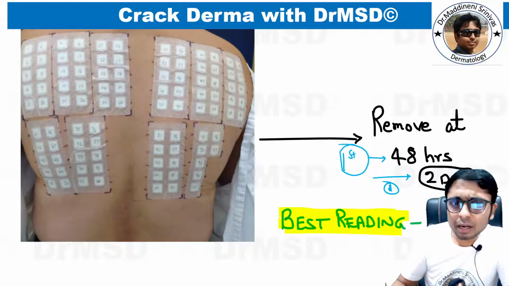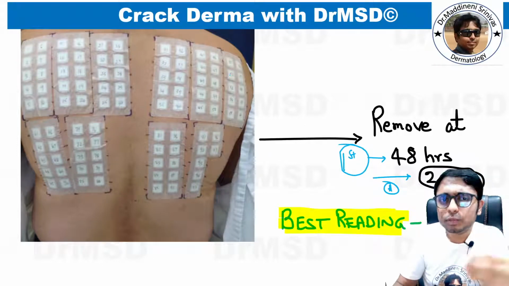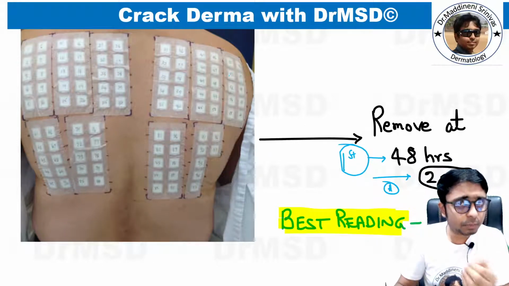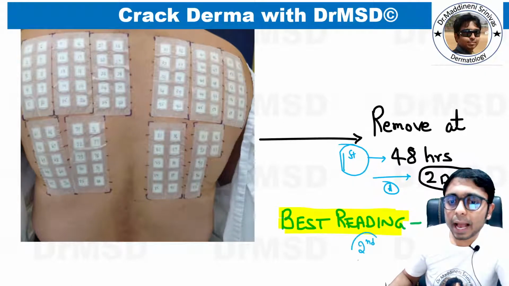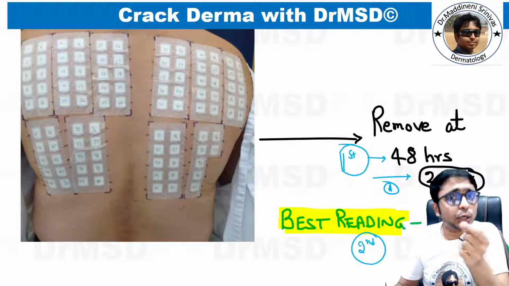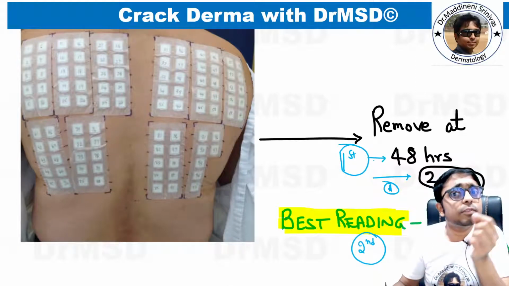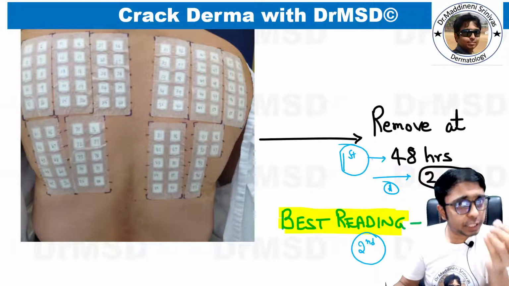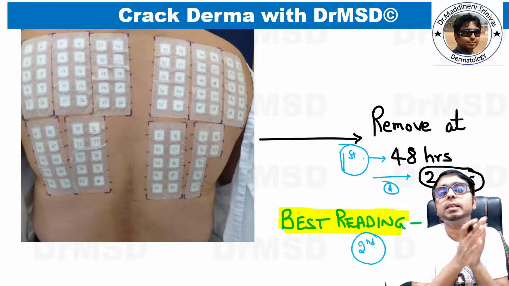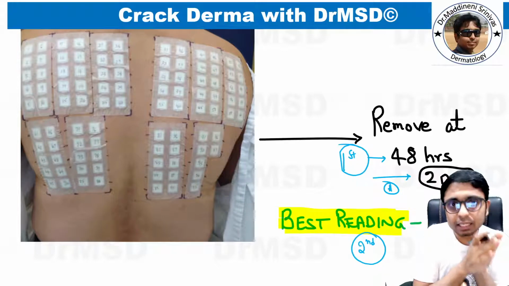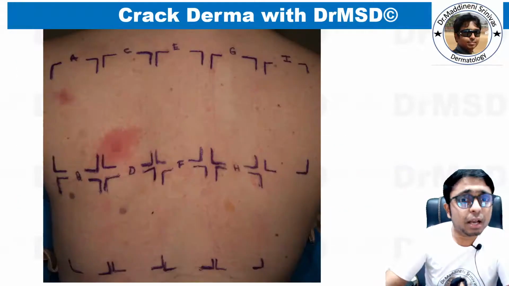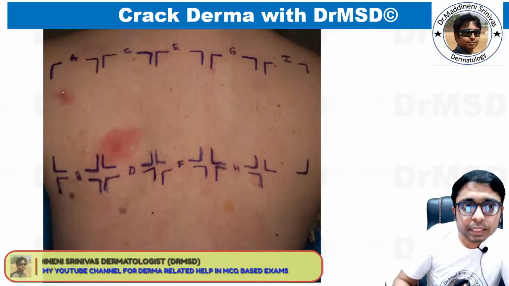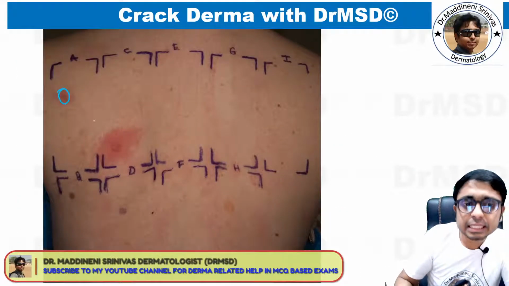At the time of 2 days, we are going to remove these tapes from the patient's back, and again we are going to call the patient back after 2 more days, that is after 4 days of application of the patch. Initially we will call back the patient to check the findings which we can see over the patient's back. So these are going to be the findings. You can see this and this area, whatever allergens are there.